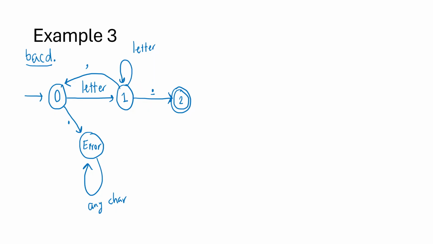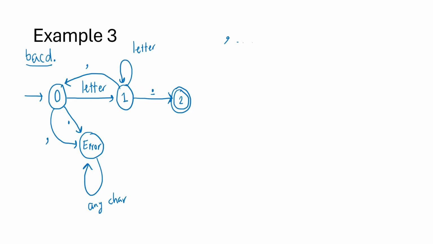And similarly, if we start with a comma before reading any letters, that also takes us to the error state, because no matter what follows, if the first symbol in your input stream is a comma, whatever follows is not going to make it okay and it will be rejected. So that takes us to the error state as well.